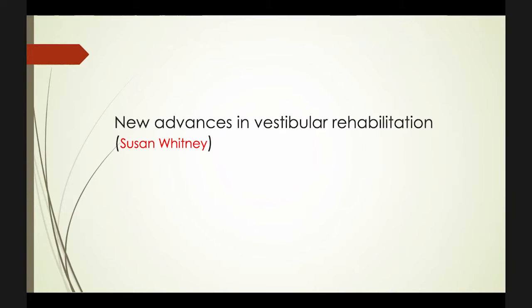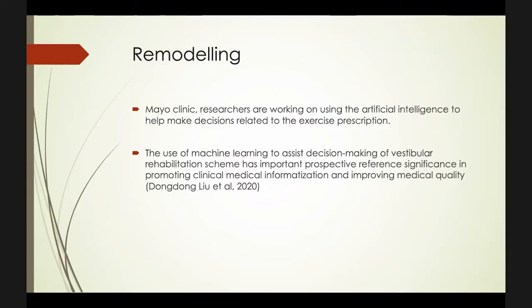So, new advances in vestibular rehabilitation. This was presented by Susan Whitney. First, remodeling. At Mayo Clinic, researchers are working on using artificial intelligence to help make decisions related to exercise prescription. The use of machine learning to assist decision-making of vestibular rehabilitation schemes has important prospective reference significance in promoting clinical medical informatization and improving medical quality.